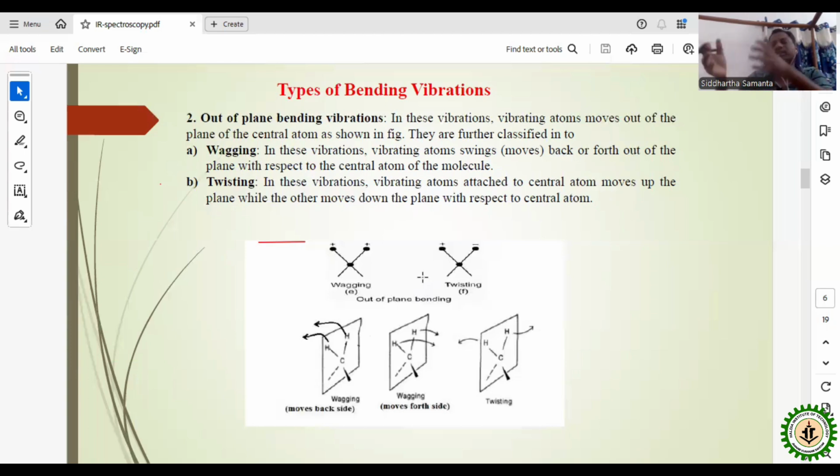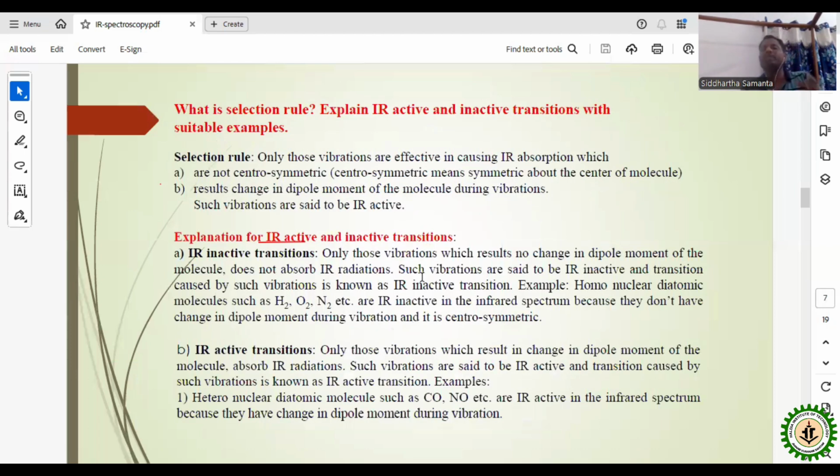Okay, and we get the spectrum. Now, which type of compound is IR active? What is the selection rule? Centrosymmetric molecules are IR inactive. That is, molecules having zero permanent dipole moment are IR inactive. And if a compound has some permanent dipole moment, this type of compound is IR active. Okay. Now, which type of molecule is IR inactive?